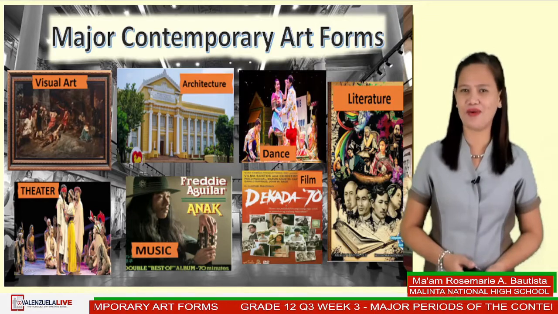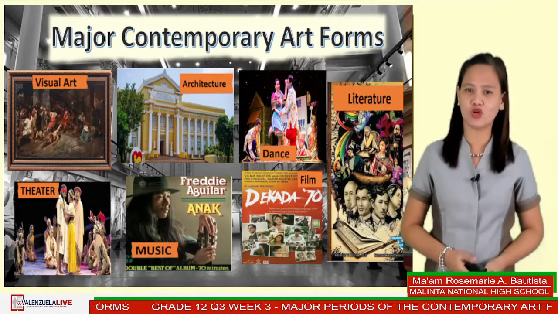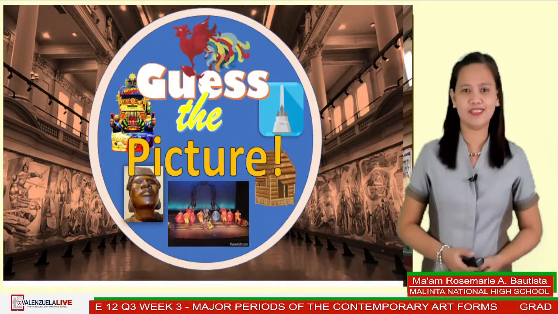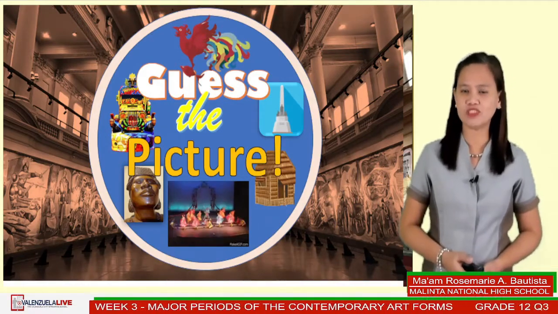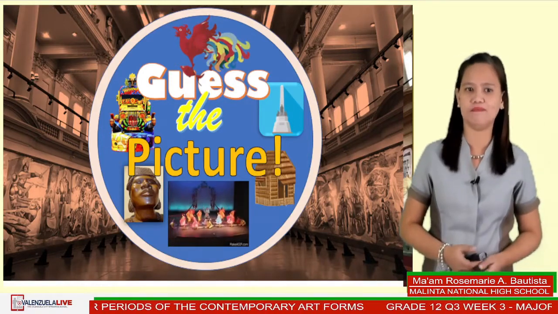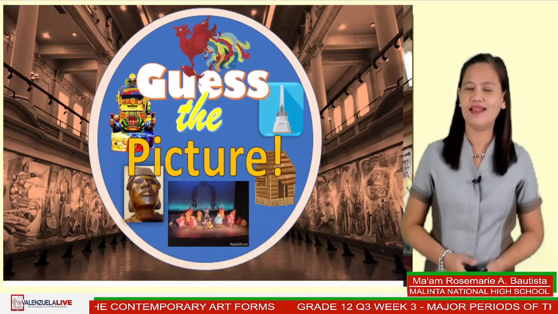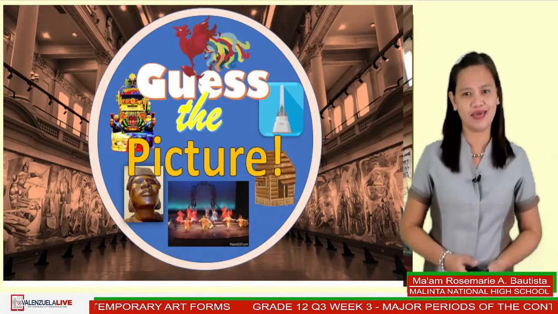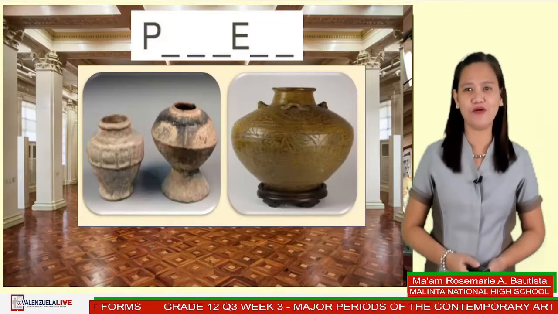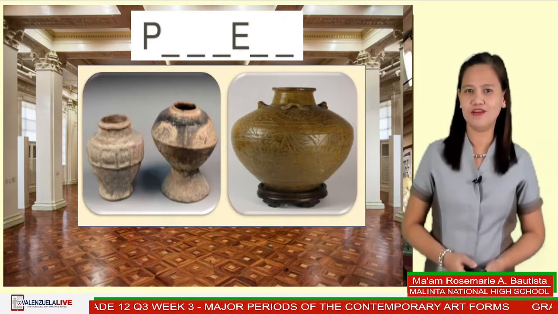I can feel very well that you are all excited to learn today's lesson. But before we start, let's try this simple guessing game. What you will do is simply identify the posted pictures of the art form and write your answer in the comment box. You will be given 5 seconds to type your answer. Let me see if you are ready by hitting the wow reaction. Picture number 1. Guess the picture and type your answer. Your timer starts now.